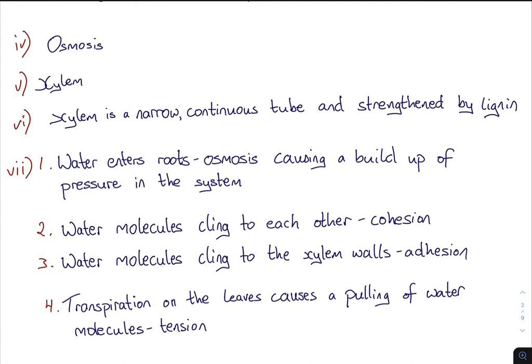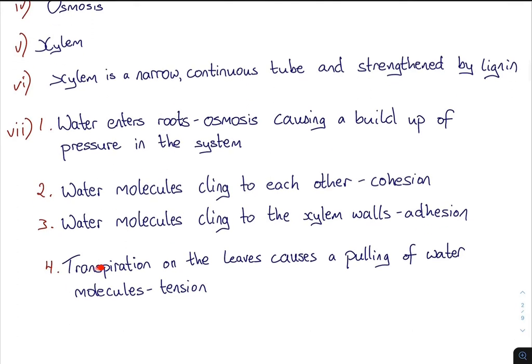And then finally, transpiration on the leaves causes a pulling effect, and that causes a tension. So water is coming in through osmosis into the roots, causing pressure. Water is clinging to each other, because it naturally does, so by cohesion, hydrogen bonding. Water molecules also cling to the walls of the xylem, and that's adhesion. And at the top end then, you've got a pulling effect due to transpiration, and that's causing a tension there. And that allows for the upward movement of water.